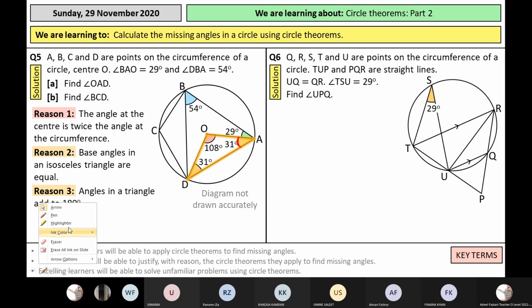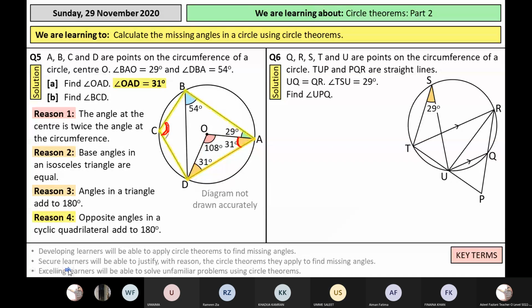What about B? It's going to be BCD. B, C, and D. This is quite easy. Come on, what is the answer? It is actually the opposite angle of a cyclic quadrilateral, and it's 120. 100% correct. Okay, proceed to question number 6.